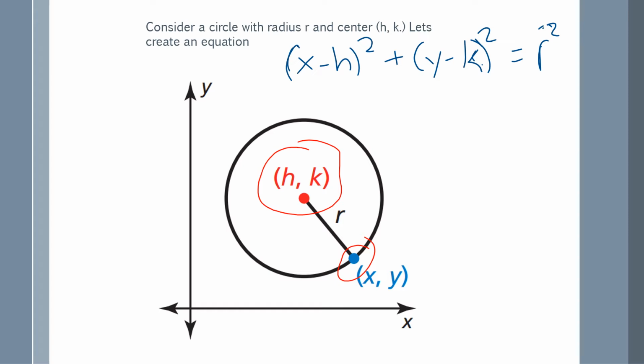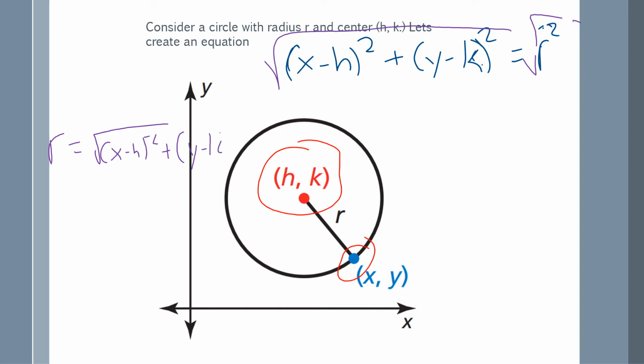If we know we're trying to find the radius of this, all we have to do is just square both sides, and you get r squared equals h minus x squared plus y minus k squared. Just like that.